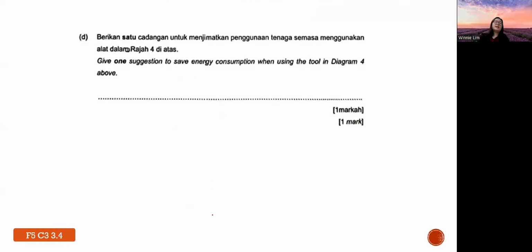Now, next, one suggestion to save energy consumption when using the rice cooker. The most basic one that everyone can do is not only for the rice cooker itself. You don't use the light, you don't use the aircon, what do you do? You switch off. So the general idea: turn off the appliances when not in use.